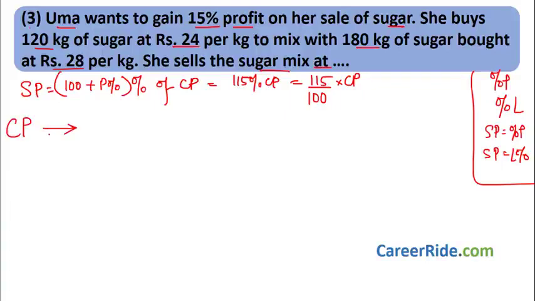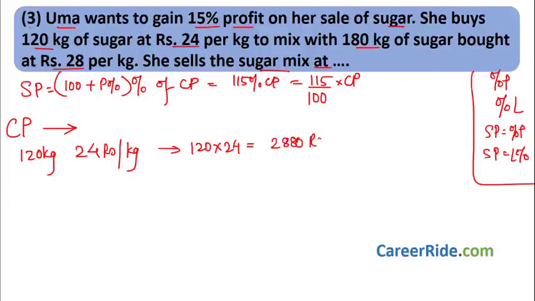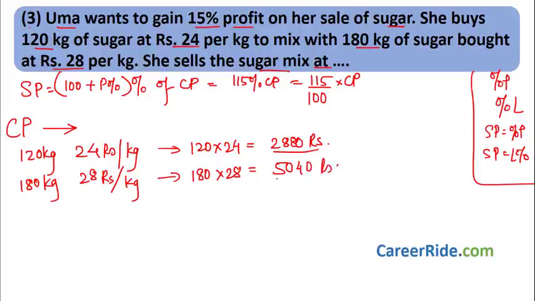Now cost price means how much did Uma spend? Uma first bought 120 kg of sugar and the rate of the sugar was 24 rupees per kg. So how much did she spend in total? It would be 120 into 24, that would be equal to 2880 rupees. Then she went and bought 180 kg of sugar at the rate of 28 rupees per kg. What would be the expenditure in this case? 180 into 28, that would be equal to 5040 rupees.